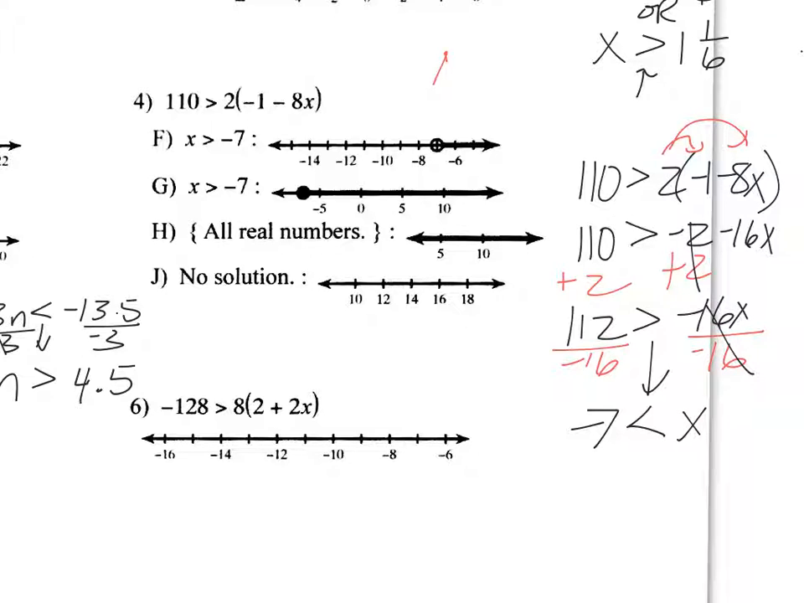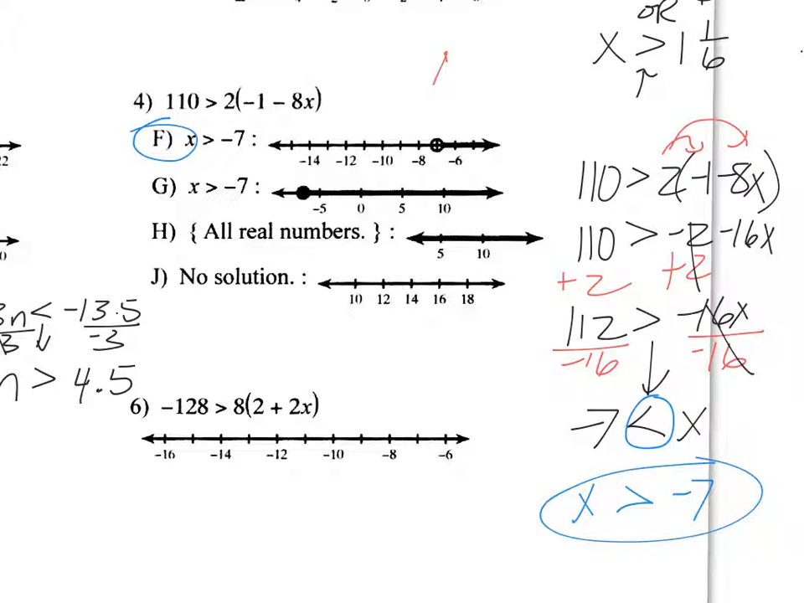Now, again, if I'm graphing, I always want to rewrite my statement with the variable on the left. So x goes on the left, negative 7 goes on the right. The alligator mouth is eating the x. So it would look like this, which would be choice F.